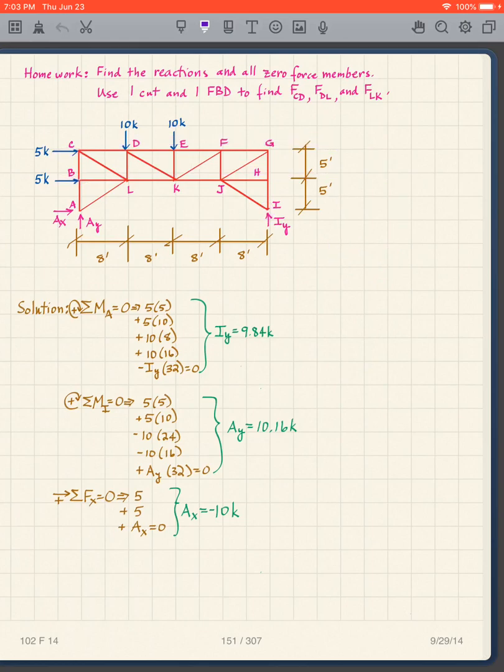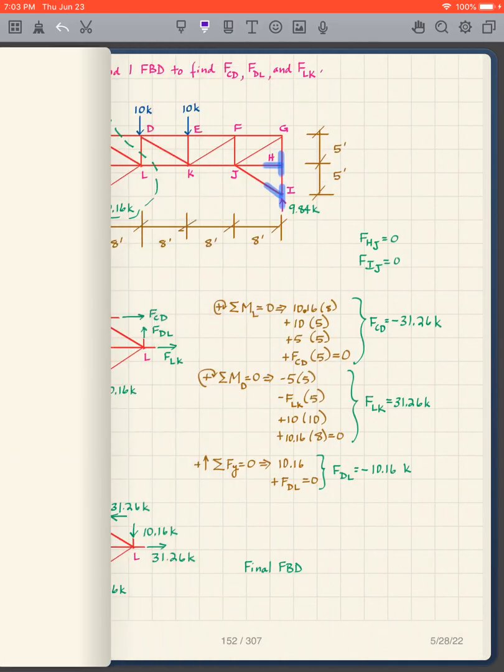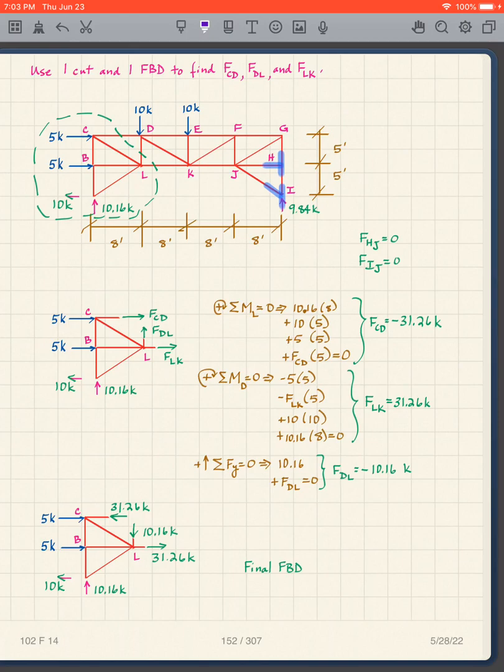Should be able to do that reasonably quickly now. We get that for AY. Take the sum of the forces in the x direction equaling 0. I only have those, so AX is negative 10. So I now have my final free body diagram here, so I show my reactions.